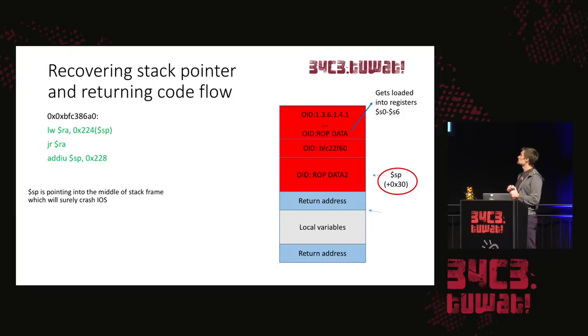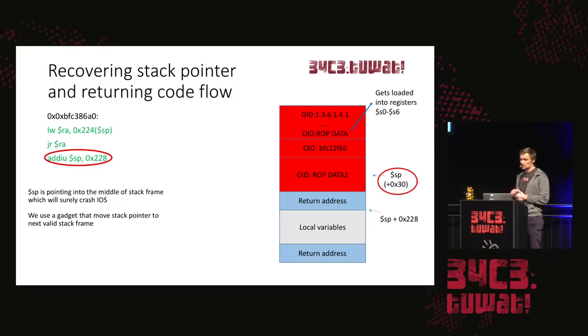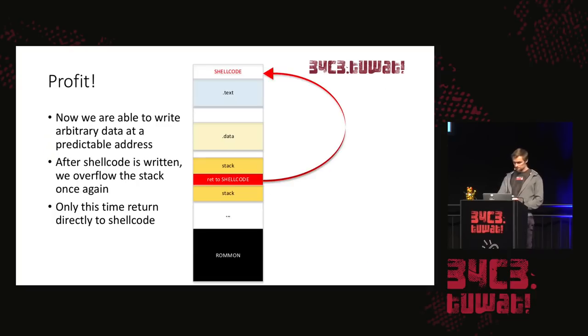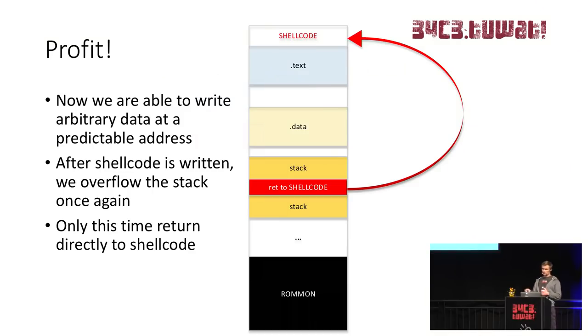We find a gadget that will move the stack pointer down 228 bytes in hex, which will result in a perfectly healthy stack. Also, we load the return address to register RA, and it points to the parent function that called our vulnerable function. So this way, we perform an arbitrary 4-byte write. We can do this several times until our shellcode is actually built just before the text section. And the final thing we do, we overflow the stack again and jump to the shellcode.